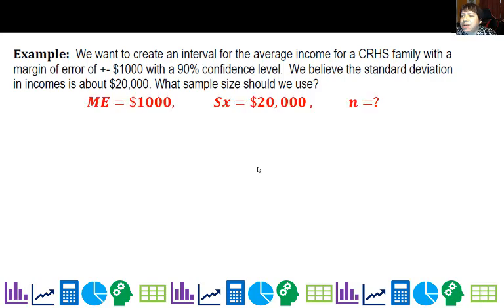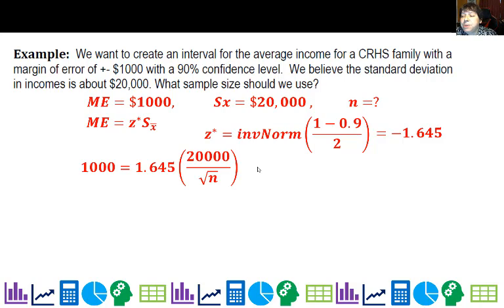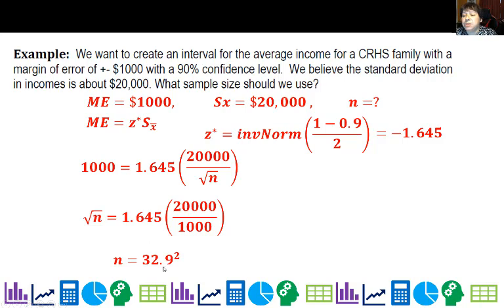All right, so here's our initial values that we know. I'm going to use this formula, which is margin of error is critical value times the standard error. So I need to find my critical value. Again, I'm using Z because I don't know sample size. And it's negative 1.645. I substitute into my formula. And I'm just going to move the 1,000 here. It's sort of like a cross multiply. And I get this. So square root of n is 32.9, so n is 32.9 squared. That gives me this number, and I round up to 1083.